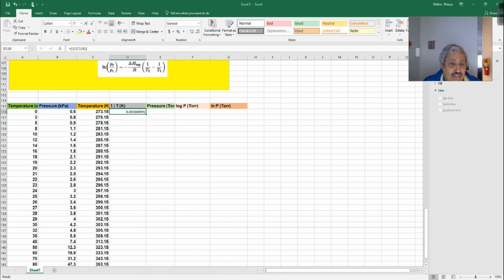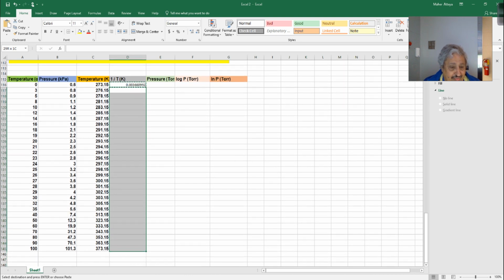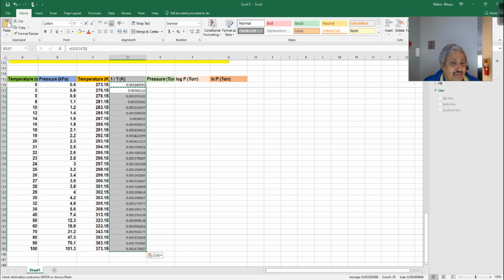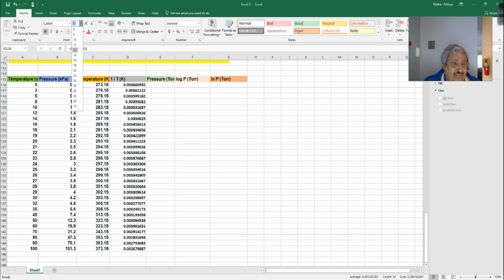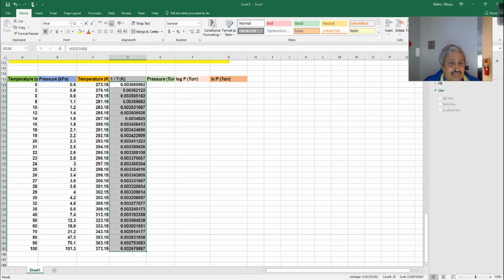That's correct. So now this one here, we'll copy it and then go all the way down in the column, guys. And then we will paste this one here, save it, and go all the way down. You bold this one here, and the format size is 12, and the format type is Arial.